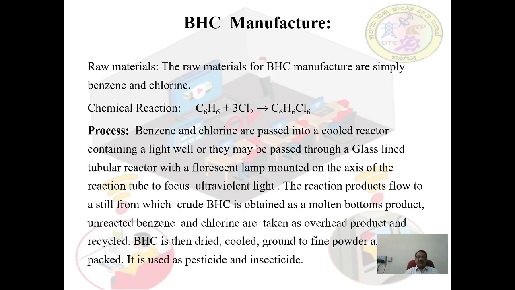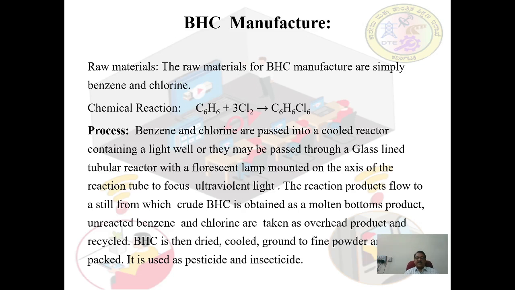The benzene hexachloride is then dried, cooled, ground to fine powder, and then it is packed. Its application is as pesticide or an insecticide. So this is the process how BHC is manufactured.